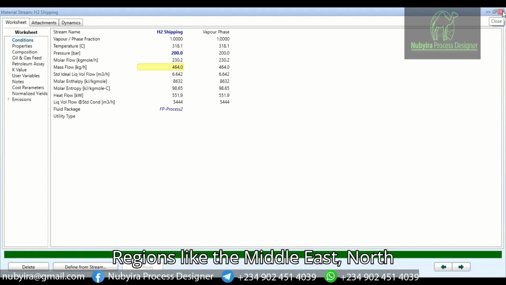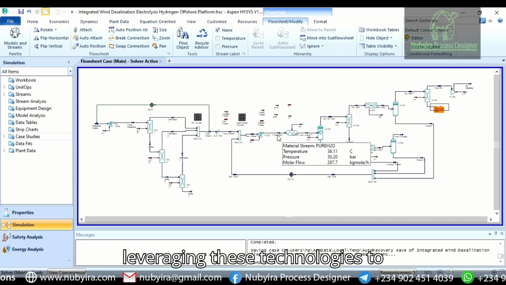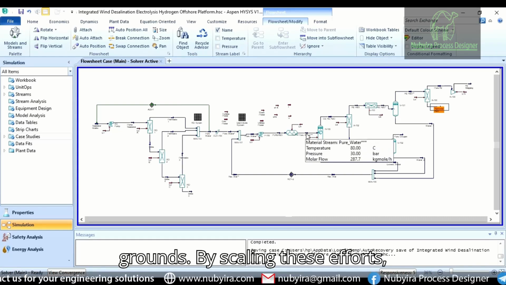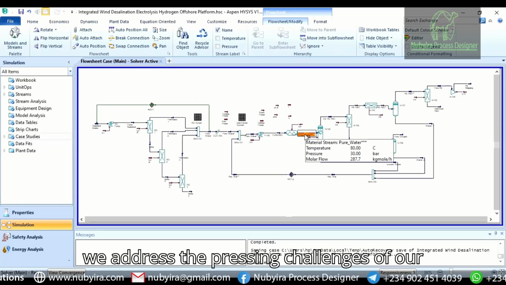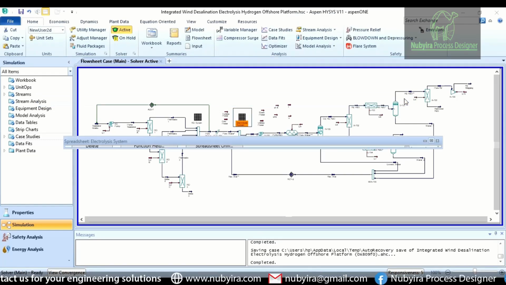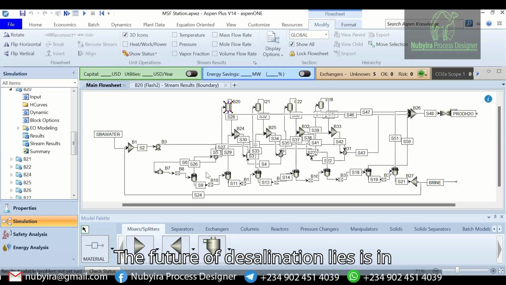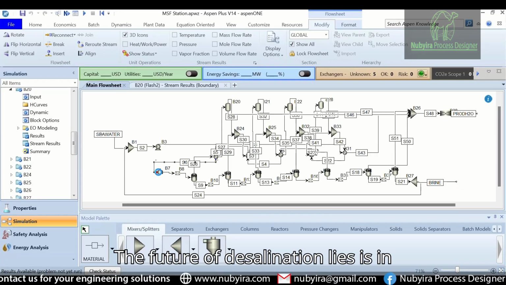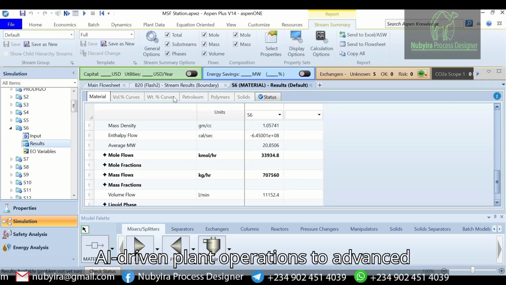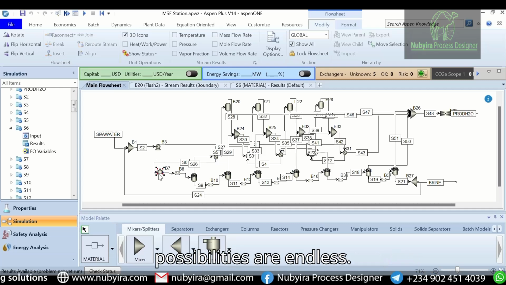Regions like the Middle East, North Africa, and parts of Asia are already leveraging these technologies to transform arid lands into fertile grounds. By scaling these efforts, we address the pressing challenges of our time. The future of desalination lies in continuous innovation. From AI-driven plant operations to advanced materials like graphene membranes, the possibilities are endless.